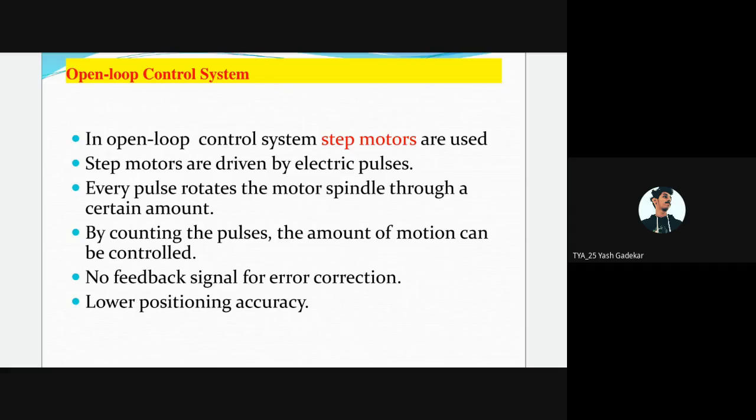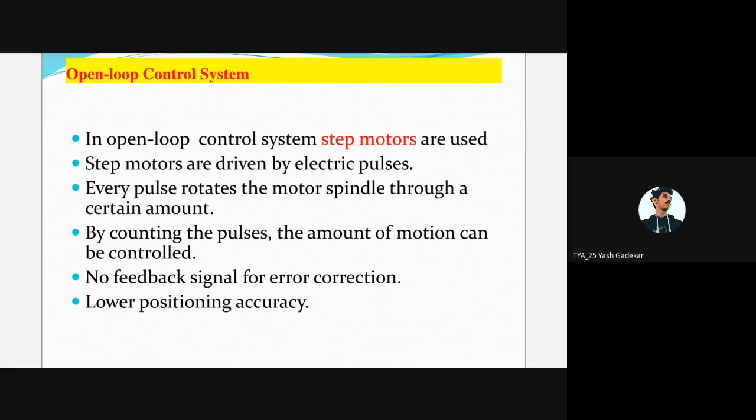Pulses are also there. Suppose electric vehicles have some electrical components, and we want to calculate the pulses. A pulse is nothing but a blinking of light, and those signals are read by the controller or sensor. This is also required in an open loop system. Every pulse rotates the motor spindle through a certain amount. Suppose the input to a stepper motor is given in the form of pulses.